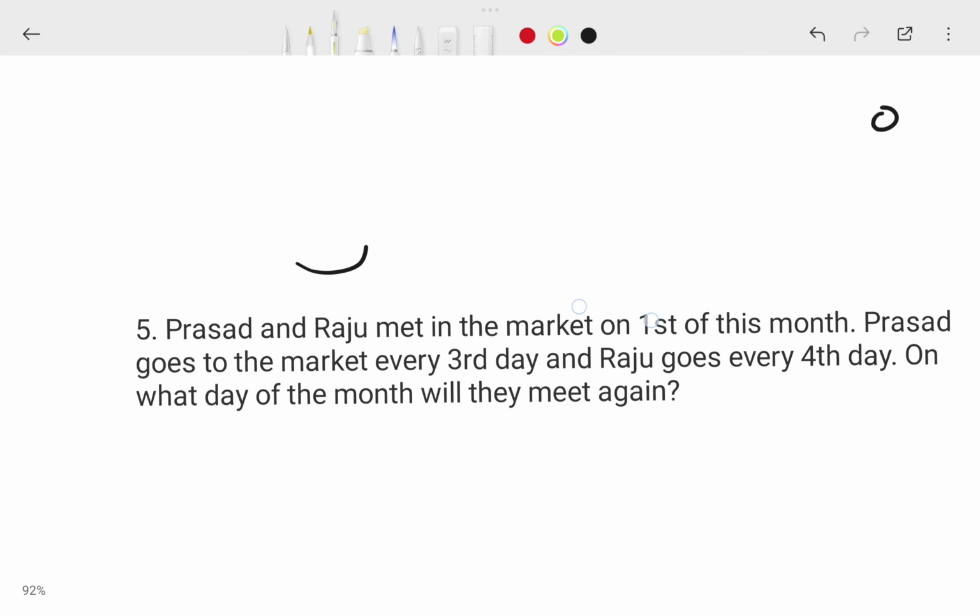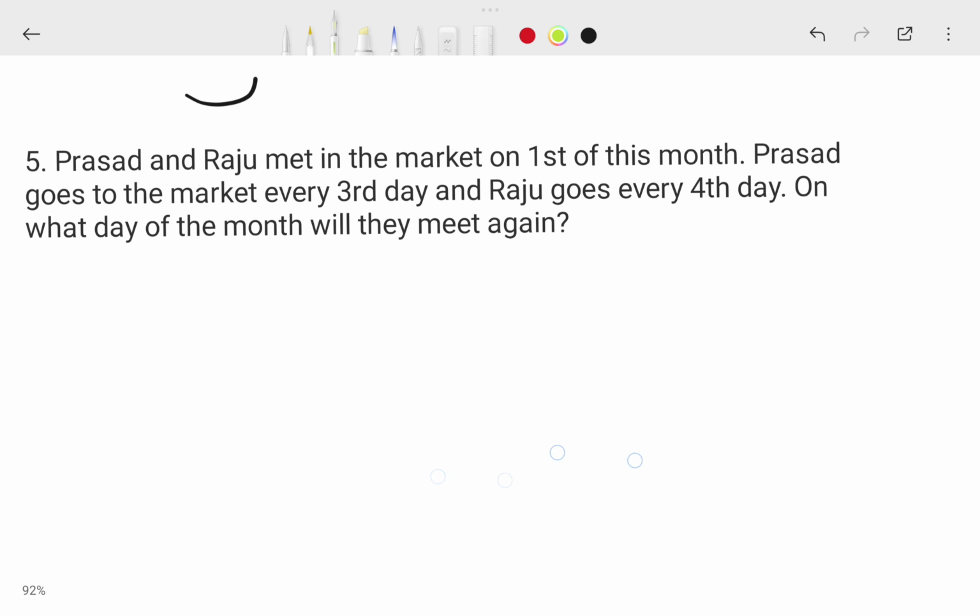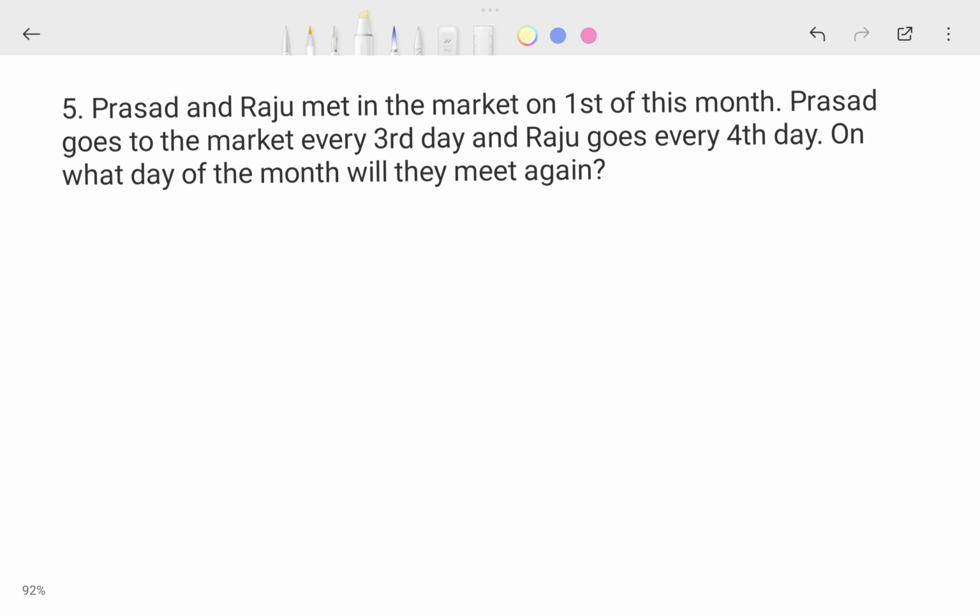Is it clear? Now let's talk about the fifth one. It says Prasad and Raju meet in the market on the 1st of this month. Prasad goes to the market every 3rd day, Raju goes every 4th day. When will they meet again? So simple, we just have to take the LCM of the 3rd day and 4th day.